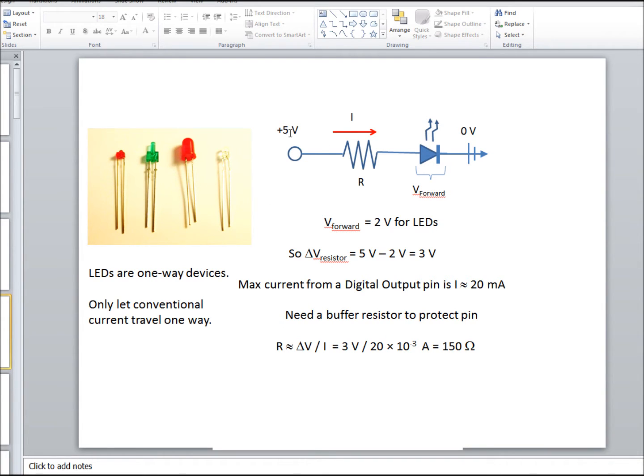In our circuit, this would be connected to a pin. We turn this pin on, and then it comes on. If I set this low, 0, no current flows, and the LED is off.